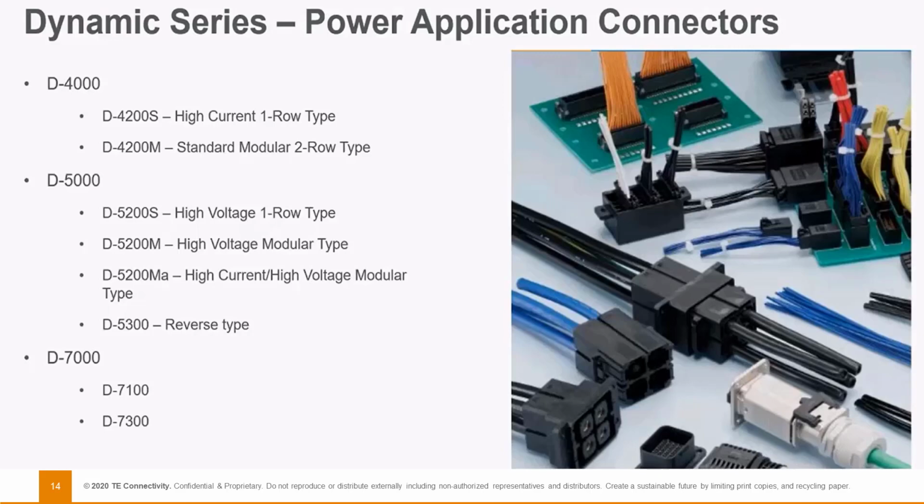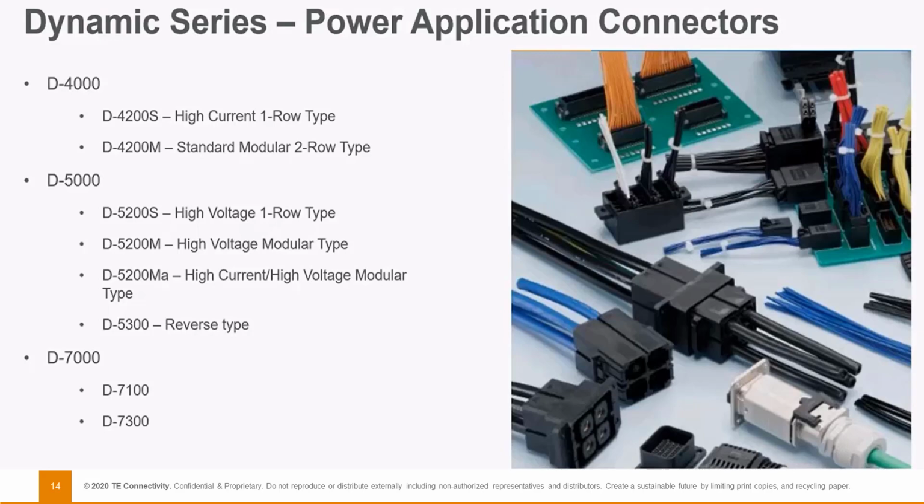For the Dynamic Series D5000, you can say that this is the main power series offering most options. Apart from the D3000 series, the standard pitch of Dynamic Series 5000 is 10.16 mm, and the current carrying capacity is 45 A. The voltage is 630, and the wire size is 20 to 8 AWG.